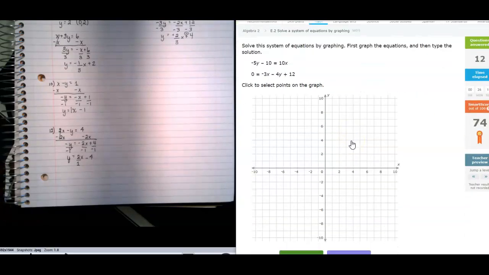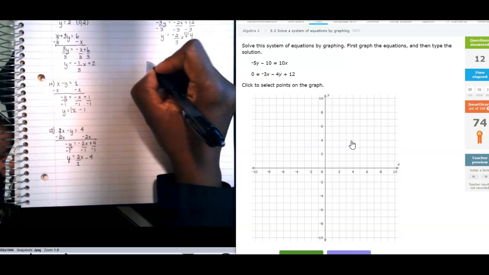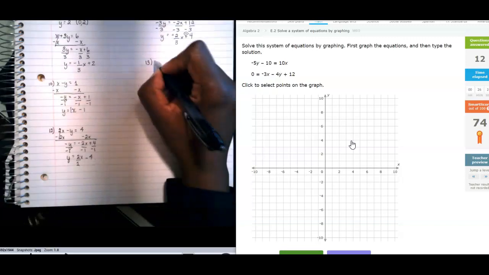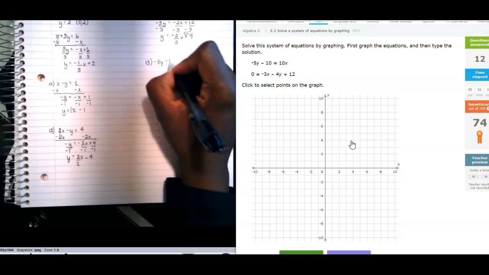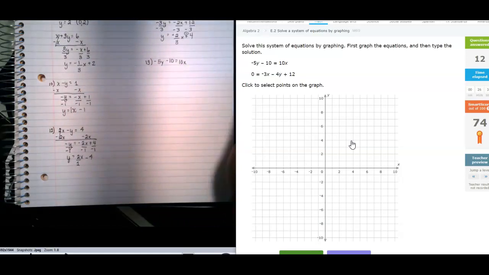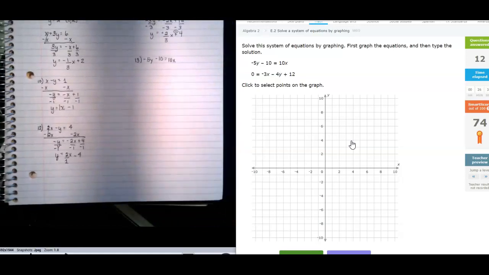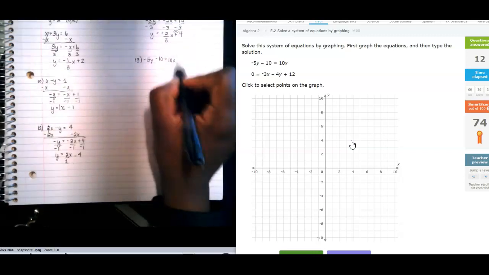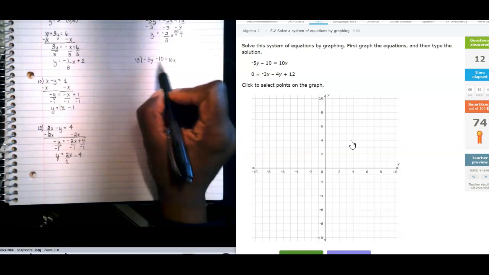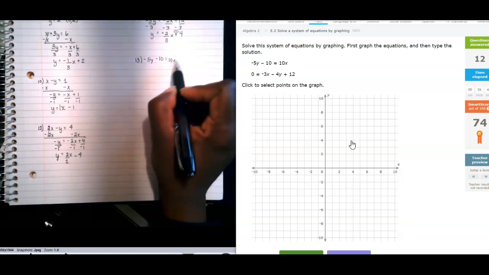All right, this time they've given us two completely different types of equations that we have to change. So we've got, just put it over here, negative 5y minus 10 equals 10x. Guys, they're trying to get us, but we won't be gotten. We need to change this into slope-intercept form. So if you notice, the 10x is over here.